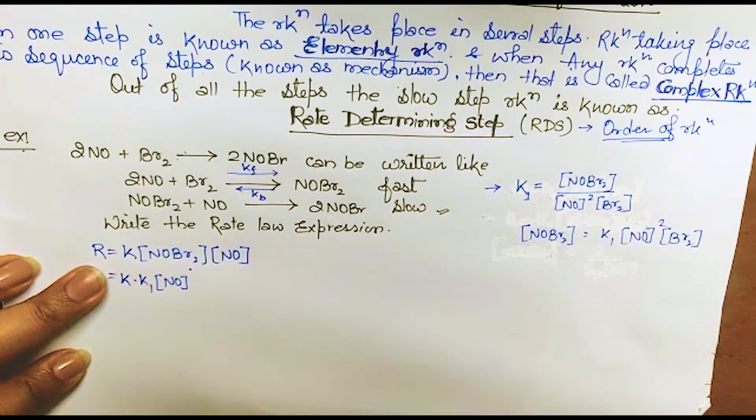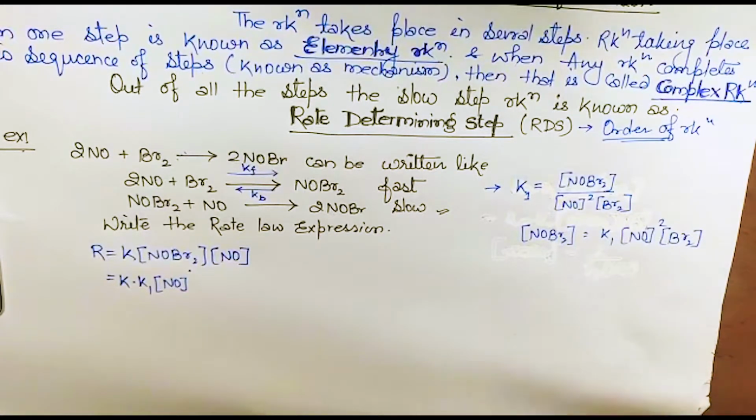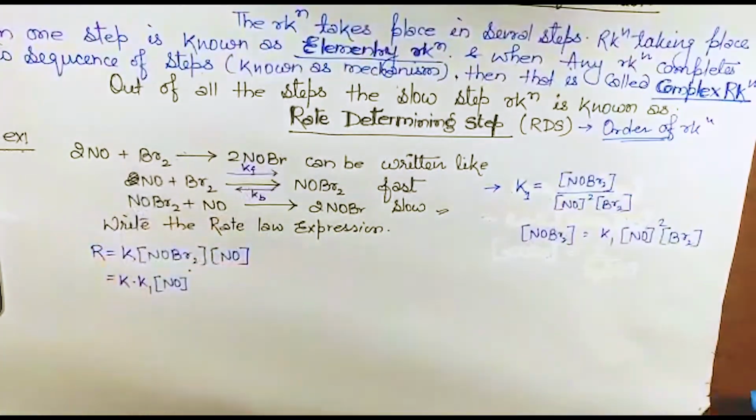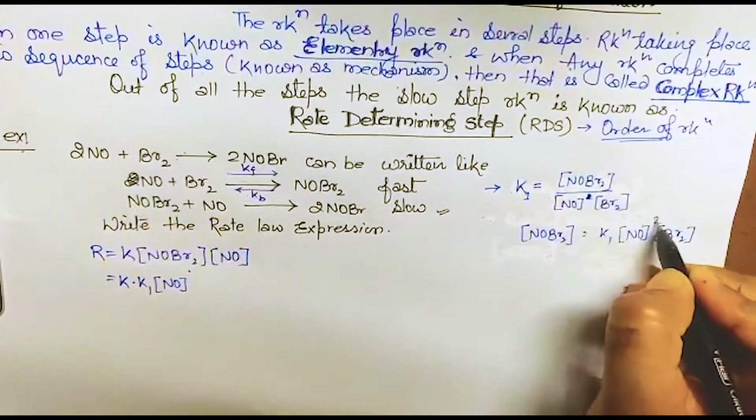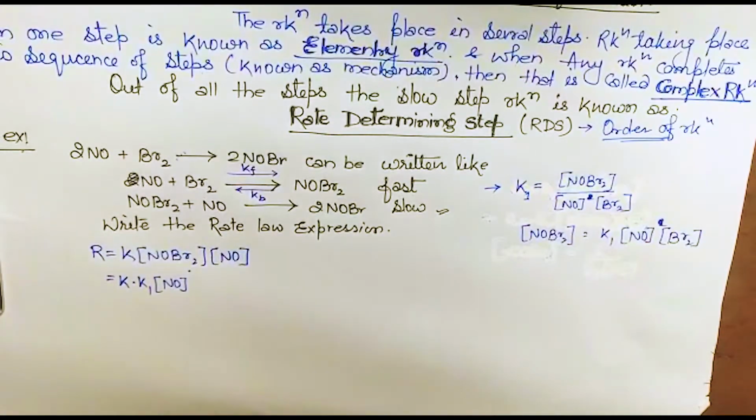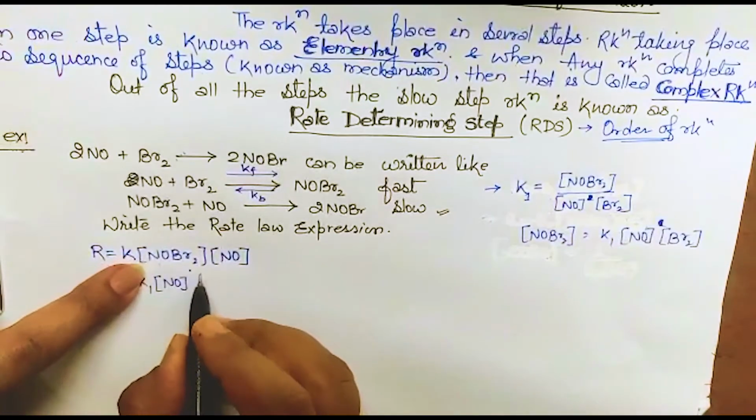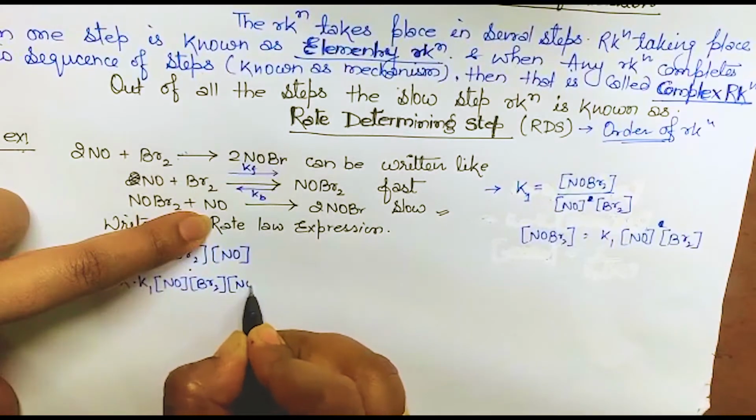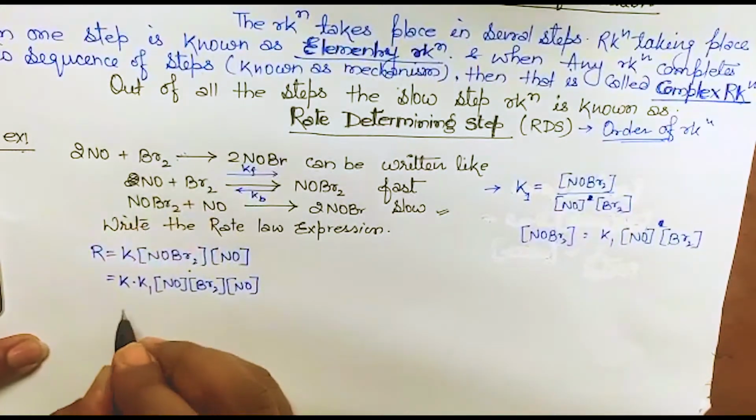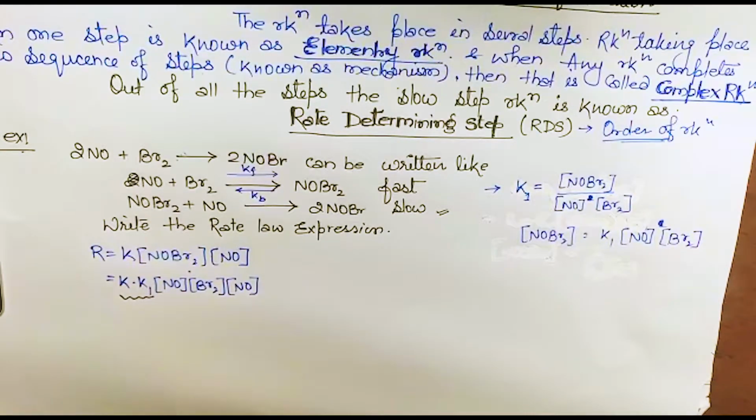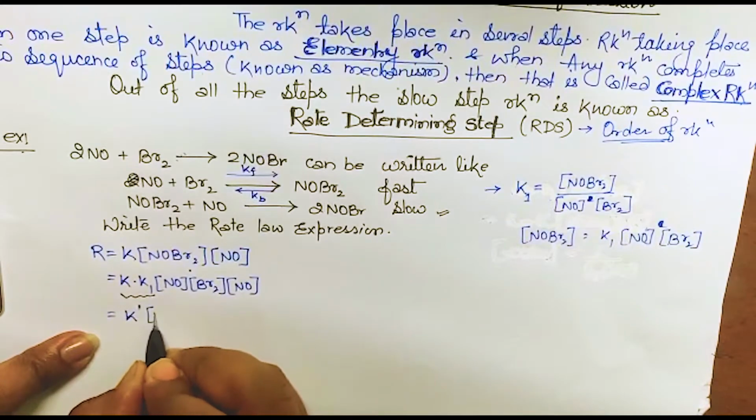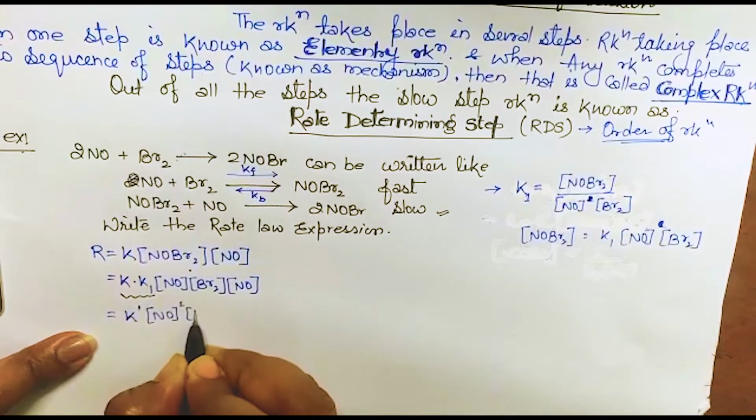One second, some mistake is there, I think. I have done, yes, this should be NO only, this is not like that, so it won't be like this. Okay, so now this NO and Br2, and then this is NO. So what we are getting, these two are constants. Instead of these two constants, I can put a new constant, suppose that k dash I am putting. So this will be NO square and Br2.